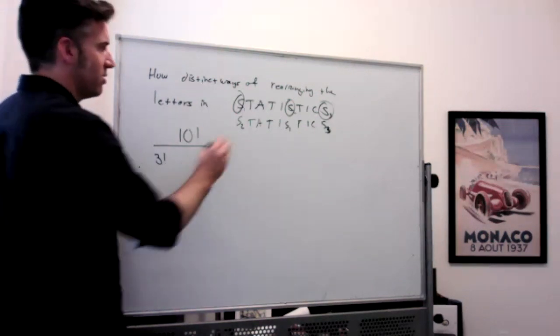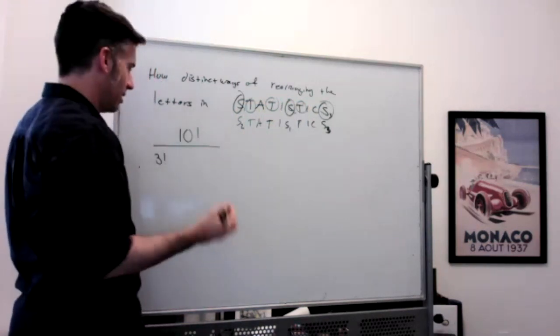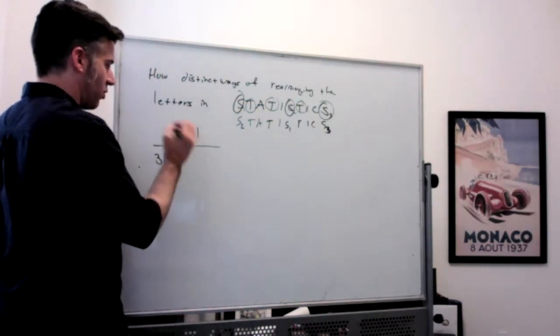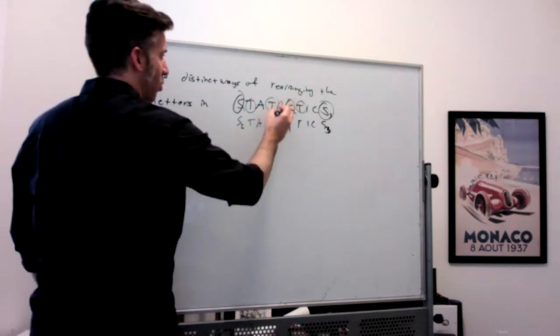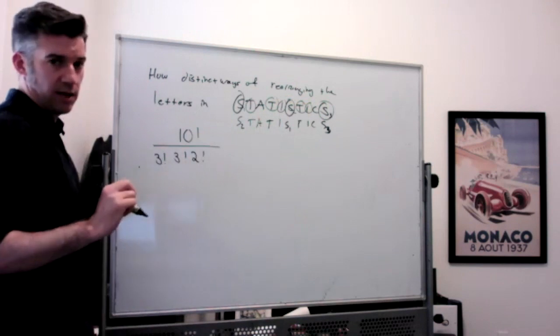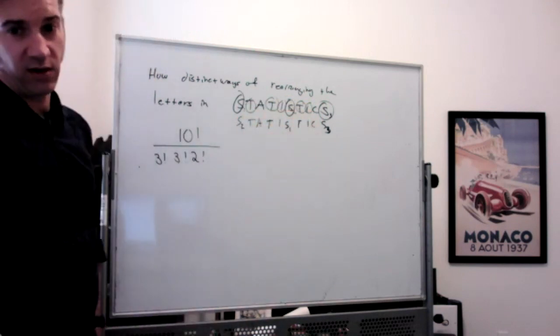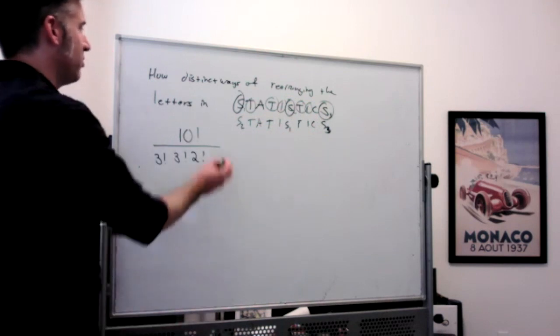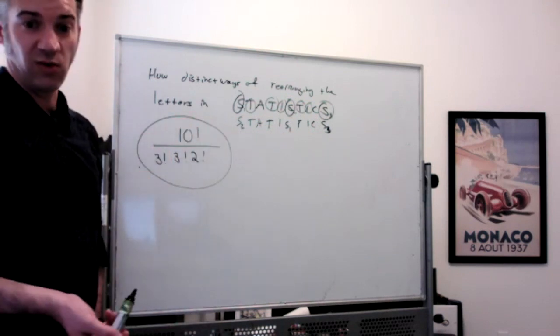All right, and there's also 3 T's, and there are 3 factorial ways of permuting them. And there are also 2 I's, and there are 2 factorial ways of permuting them. And there's 1 A and 1 C. We don't have to divide by 1 factorial and 1 factorial, it's just 1. So this would be the number of distinct ways of rearranging the letters in the word statistics.